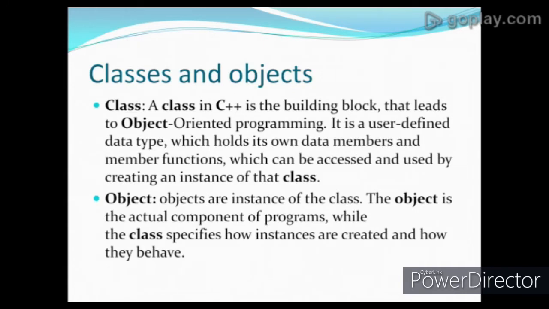Class. A class in C++ is the building block that leads to object-oriented programming. We've already seen in our previous video in this playlist that C is a structure-oriented programming language and C++ is an object-oriented programming language. Class in C++ makes it differ from C, and it made C++ an object-oriented programming language. It is a user-defined data type which holds its own data members and member functions which can be accessed and used by creating an instance of that class.